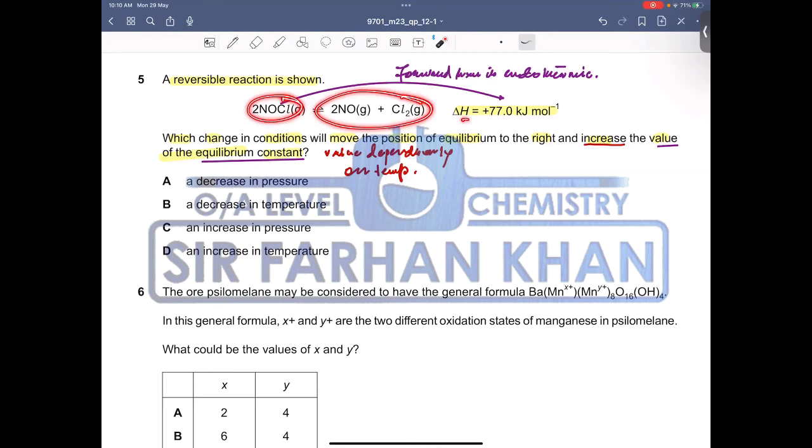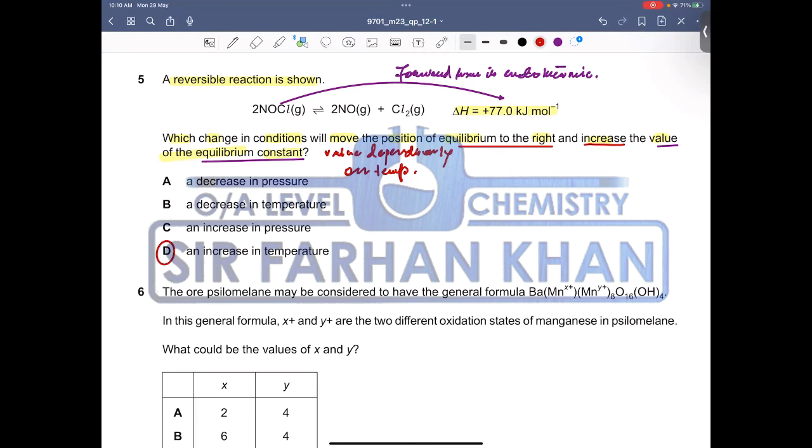And since the reaction is endothermic, if we increase the temperature, obviously equilibrium favors the right hand side according to Le Chatelier's principle. This increases the amount of product and obviously increases the value of the equilibrium constant. That's the question basically, because it asks about the value of the equilibrium constant and also the position of equilibrium towards the right. So an increase in temperature is the most appropriate answer from my perspective. So I think D is going to be the right answer.